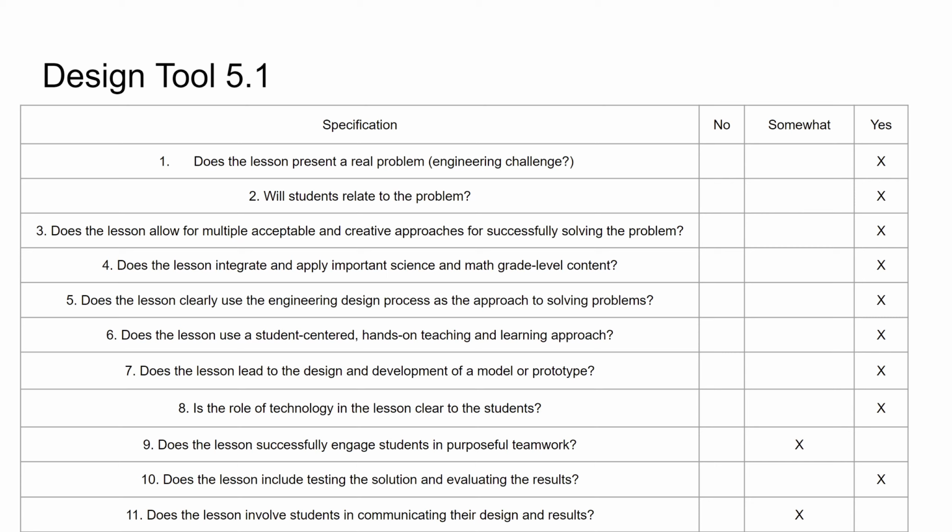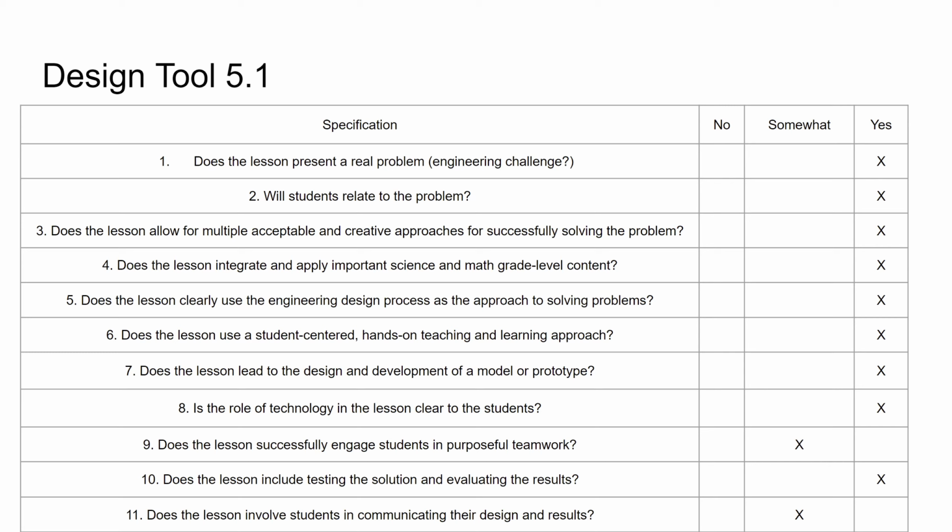Is the role of technology in the lesson clear to the students? Yes. With technology, these Christmas lights or any decoration really, and this could be generalized to any different technology. The role of technology should be clear.